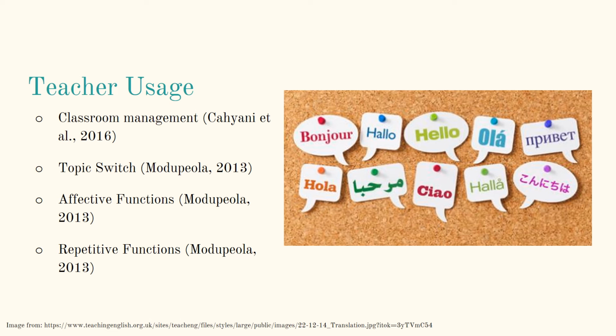Now we'll be looking at code switching inside the classroom from both the perspective of teacher usage and student usage. Some examples of teachers using code switching include classroom management, or as a resource for communication and control of the classroom; a topic switch, where they use similarities between the languages to teach a certain topic; and affective function, a language switch where a relationship is created between a teacher and a student, which can help students to create bridging between different language communities.